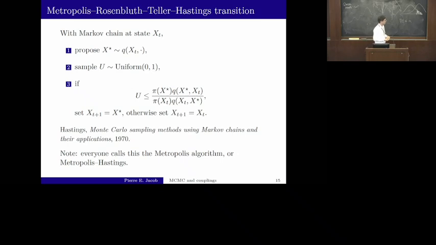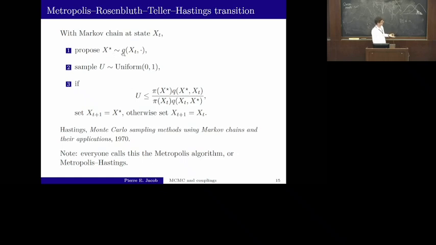So that's going to be the so-called Metropolis-Rosenbluth-Teller-Hastings algorithm. Most people call it just the Metropolis algorithm or Metropolis-Hastings. But I call it this instead, and I'm going to talk about why later on. It doesn't catch on. I've been calling it that for a few years. It's not sticking.